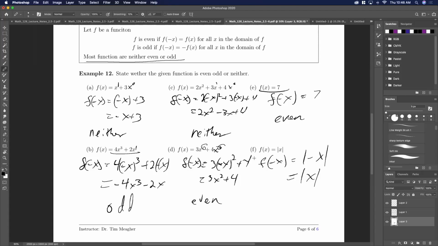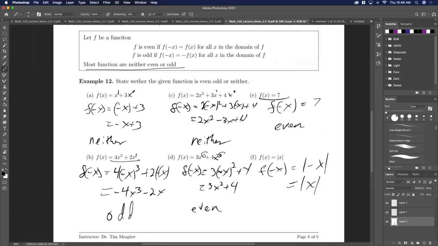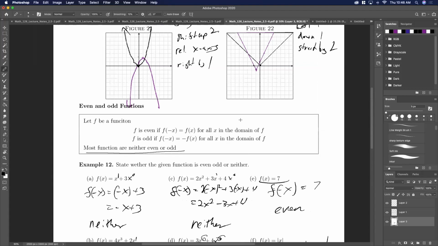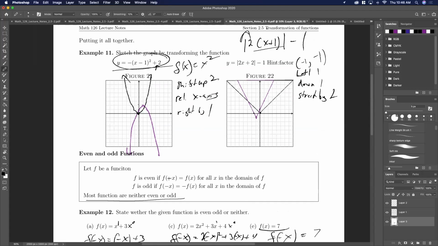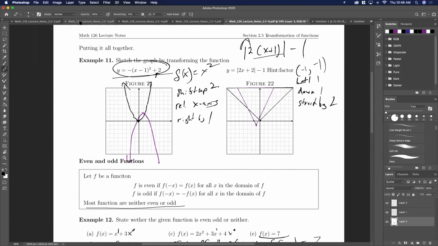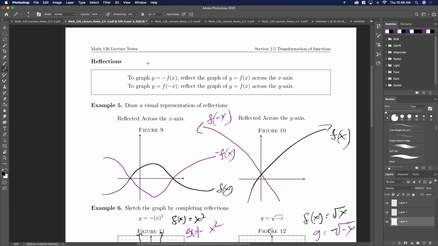And one of them, I give you cosine of x. You'll have to look that one up probably, why that's even or odd. Another way of telling an even or odd function is if you can flip it across. Let's go back to my reflections real quick. Basically, if I flip it across the y-axis and it's the same graph, that makes it even.